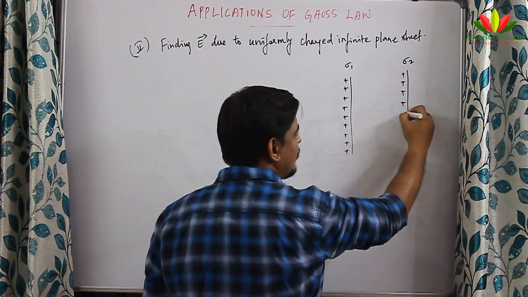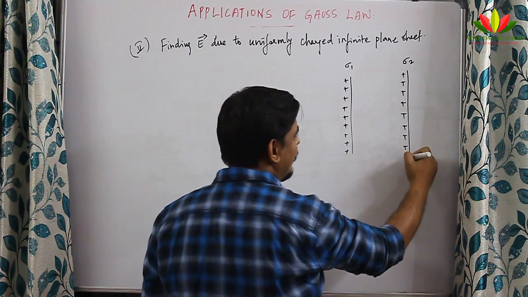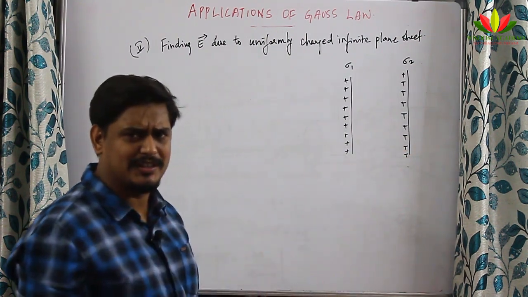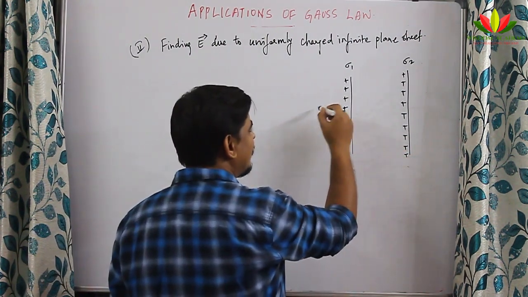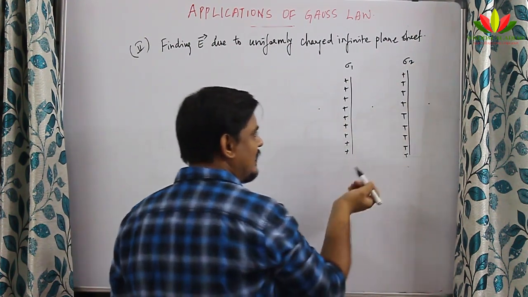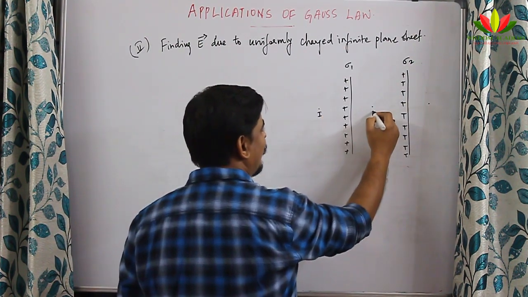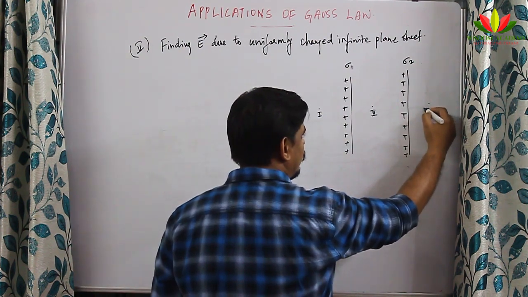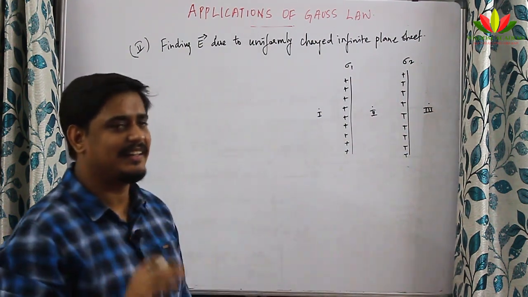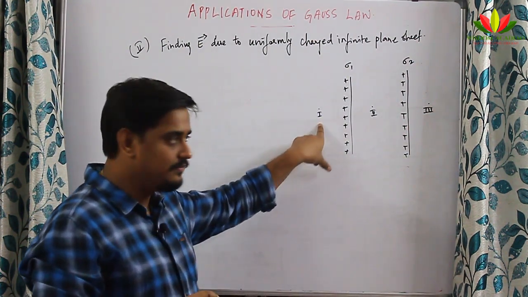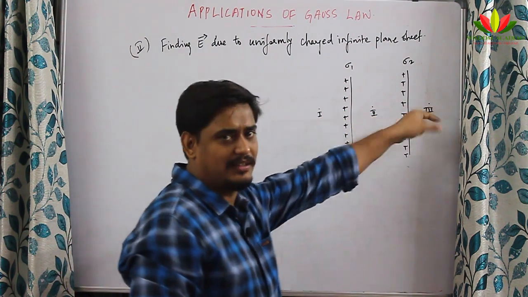So both are positively charged plates, and they are asking you to find what is the electric field at various points. They may ask you what is the electric field here or here or here. Let me take the points as point number 1, point number 2 and point number 3. So we are going to find the net electric field at the first point, the second point, and the third point.